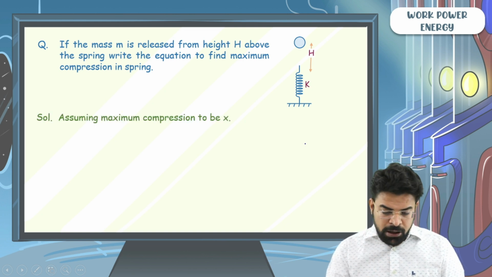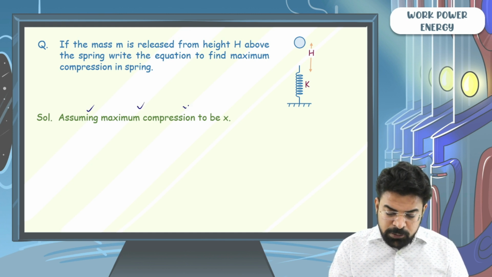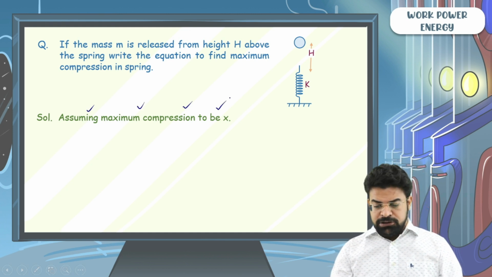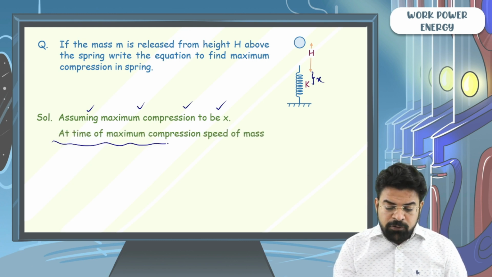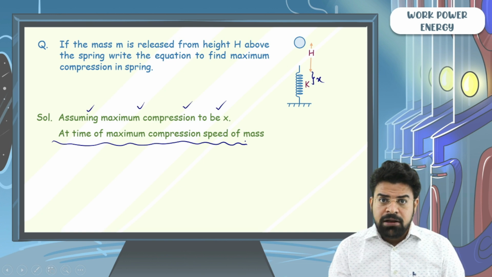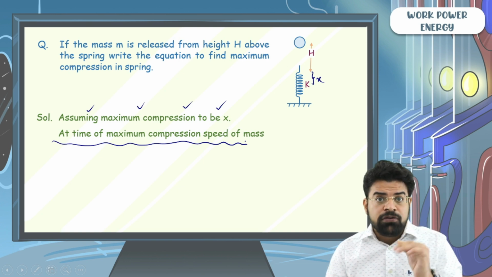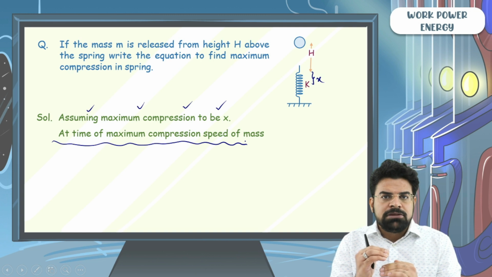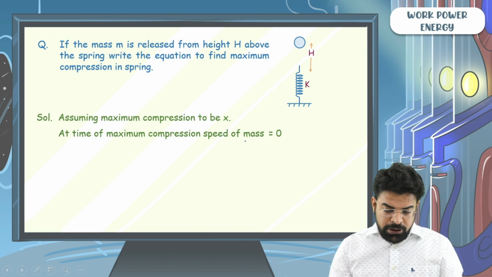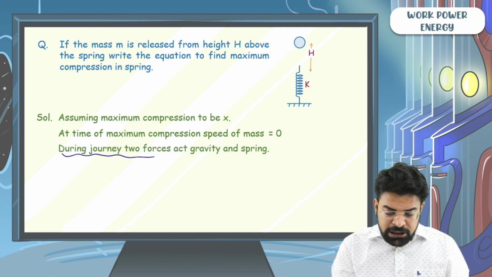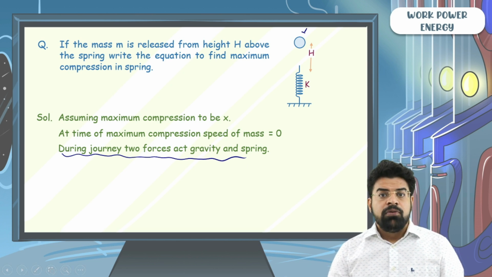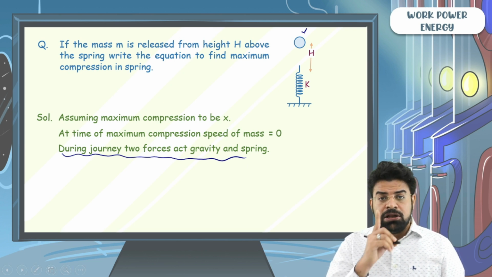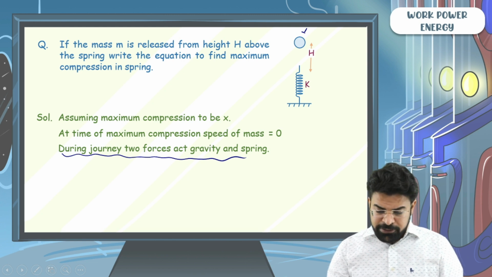So let's see. You will say, assuming maximum compression in the spring to be x. Assume that the maximum compression in the spring is x. At the time of maximum compression of the spring, what will be the speed of this mass? 0. It has to be at momentary rest. So you will say, during the journey, two forces are acting on the mass. Which forces? Sir, the force of gravity and the force of spring.